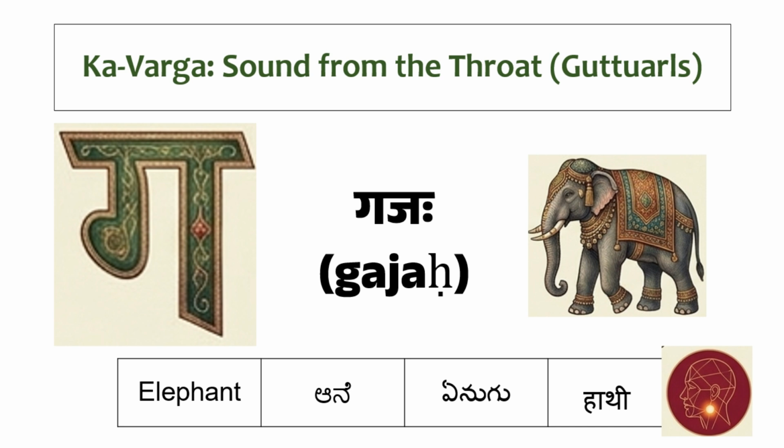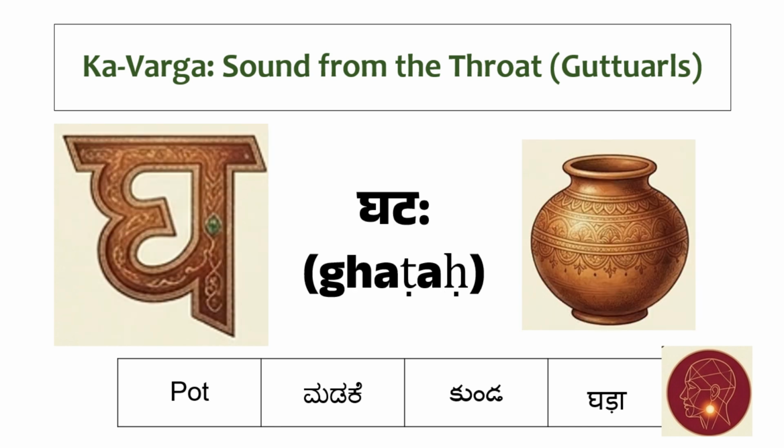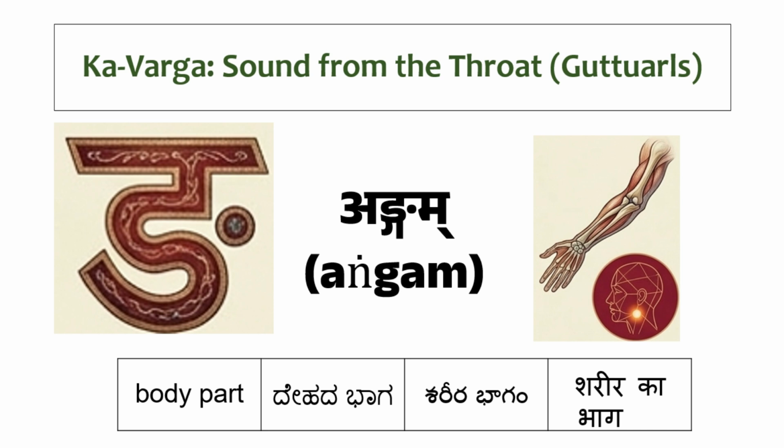Ga, gajaha, which means in English elephant. In Kannada ane, in Telugu enugu, in Hindi hathi. Gha, gataha, which means in English pot. In Kannada madake, in Telugu kunda, in Hindi gada.